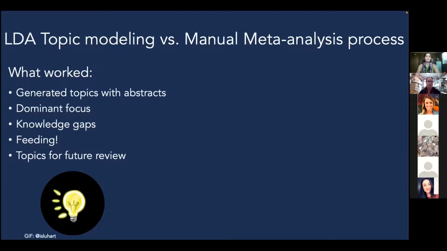Right, so comparing the topic modeling to the meta-analysis process, how well did it work? First, I'll talk about what worked. We were able to generate meaningful and accurate topics using abstract text that highlighted the dominant focus of the research as well as knowledge gaps. It really highlighted the importance of the word feeding in looking for publications. And this was interesting because heterotrophy just means feeding. It made sense to use those additional search terms that seemed most logical, but really adding this additional term will populate more, because 12 publications, that's a lot of research we would have missed out on.